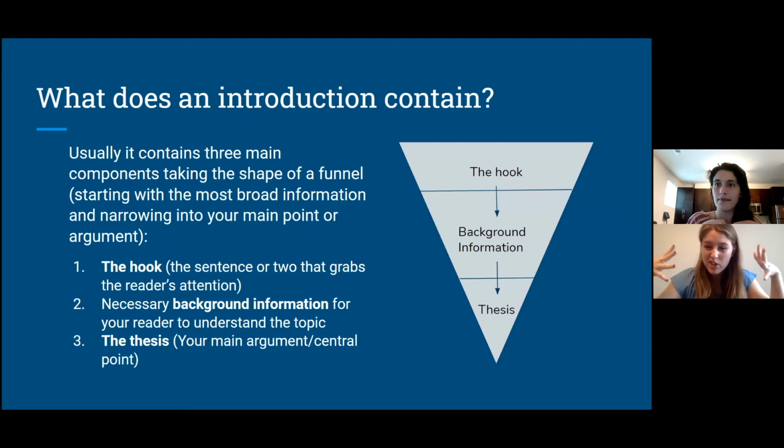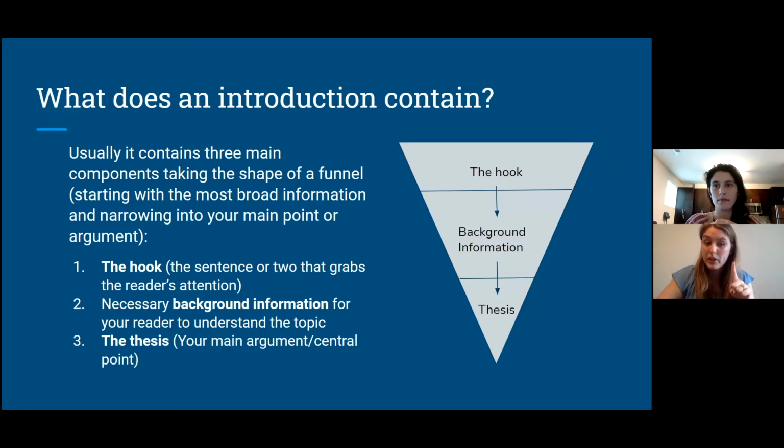So if that's what an introduction is, what goes into an introduction? Usually the introduction contains three main components. These components usually take the shape of what we call a funnel. So it starts with the most broad information and narrows down into your main point, right? Which would be the thesis. So it starts broad and ends up narrowing by the end.